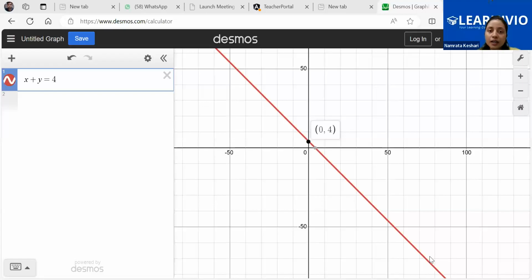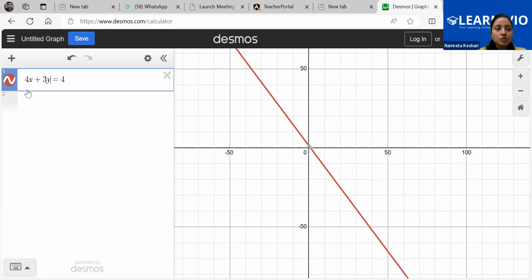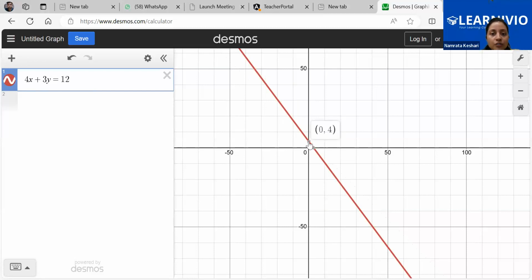Can you see the screen, Sara, Sazia and Ayan? Yes, ma'am. The equation was 4x plus 3y is equal to 12. We have found 0, 4 and we have found 3, 0. Can you see? Yes, ma'am. How many solutions are there? Still infinitely many solutions are there. Can you see? Yes, ma'am.